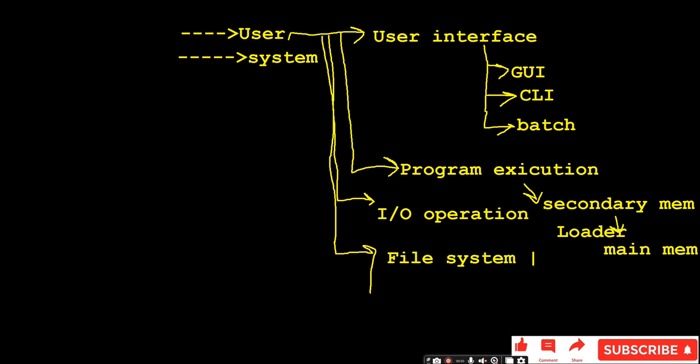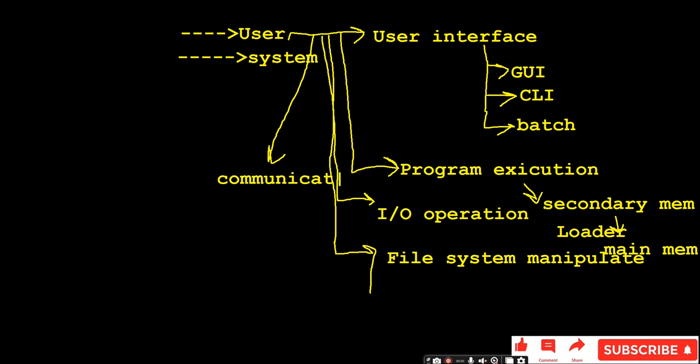When we are working on the computer, there can be various files. So operating system provides the services to create the files, update the files, delete the files, and manipulate the files. One more service the operating system also provides is called communication.